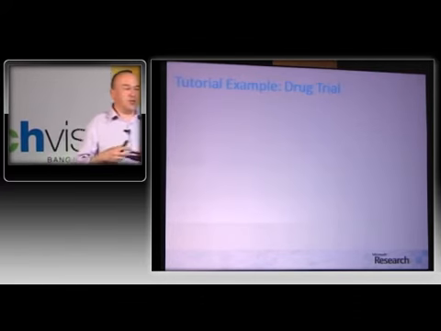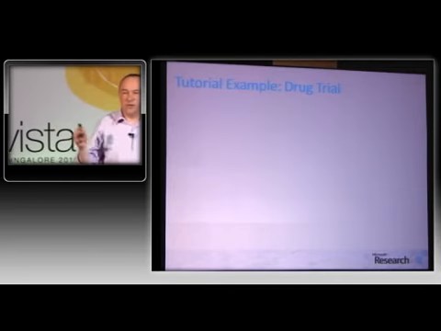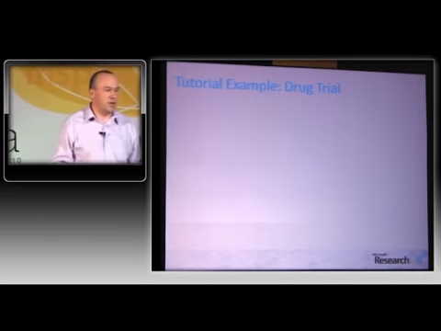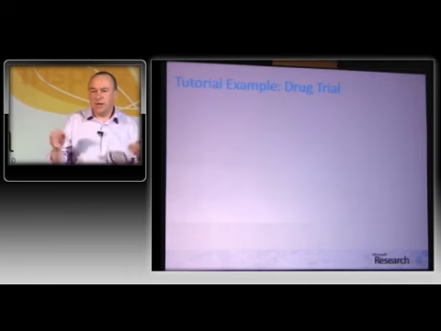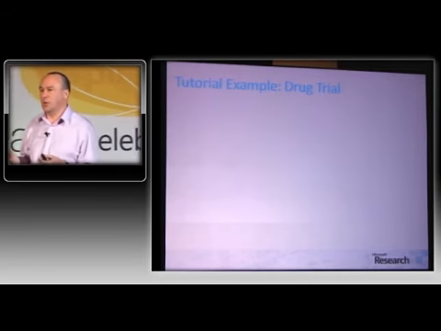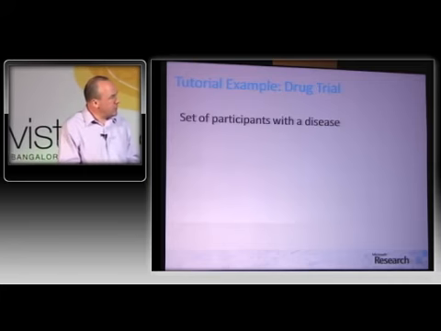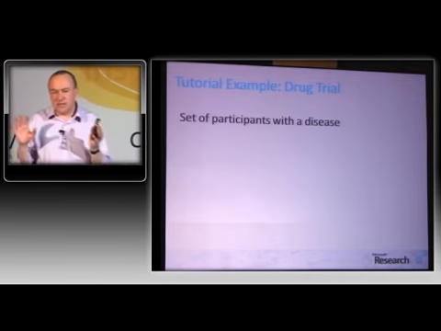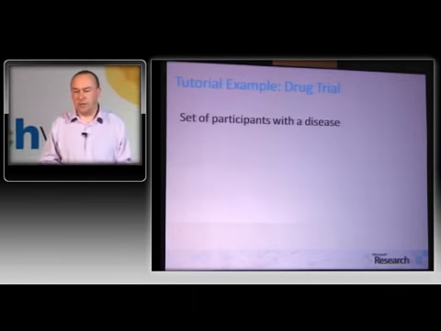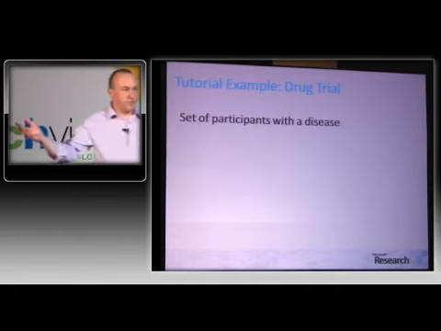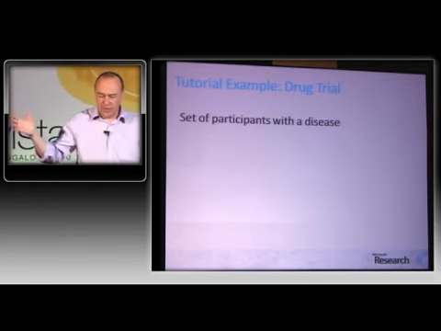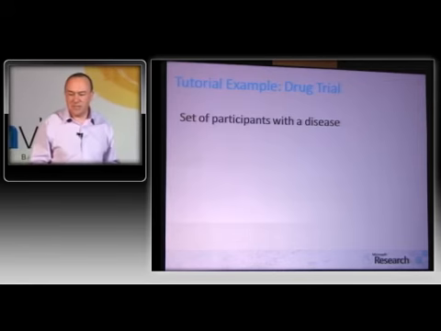So those are essentially all the ingredients in this new paradigm, this new framework for machine learning. So let me now give you a very simple tutorial example in which we put all of these ingredients together. So let's consider a simple representation of a drug trial. So we've got a group of participants. Everybody in this group has some kind of disease.